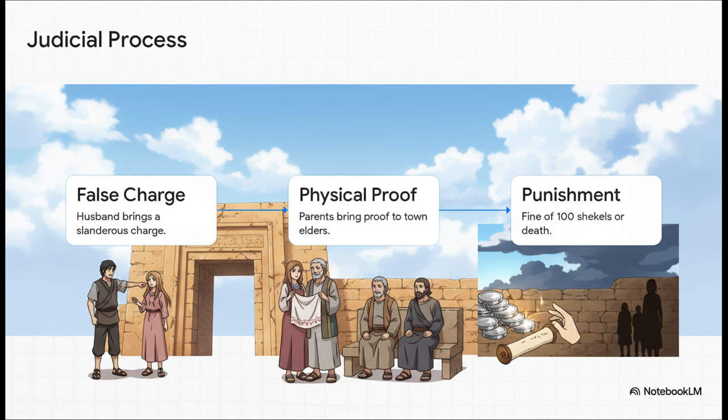So the text says the girl's parents must bring physical proof of her virginity, the actual bedcloth from the wedding night, straight to the town elders at the city gate. If the elders see the proof and find the husband was lying, he gets hit with a huge fine of 100 shekels of silver given to the father, and the man loses the right to ever divorce her. But verses 20 and 21 state that if the accusation is true and there's no proof of virginity, the woman is brought to her father's door and stoned by the men of the town for committing a disgrace.